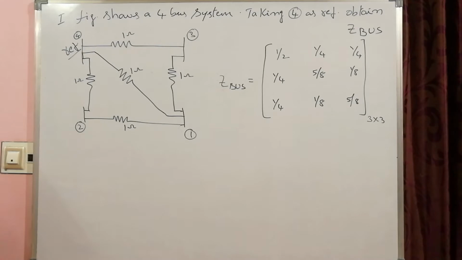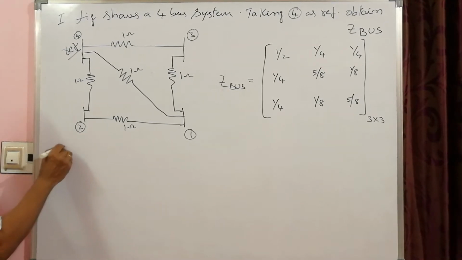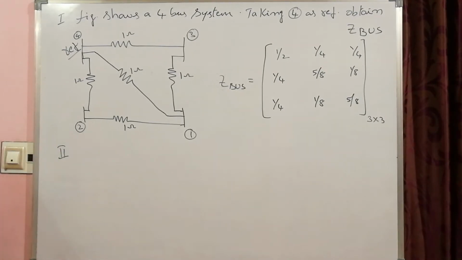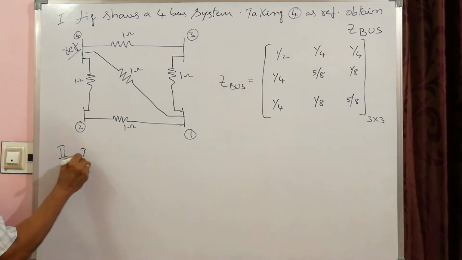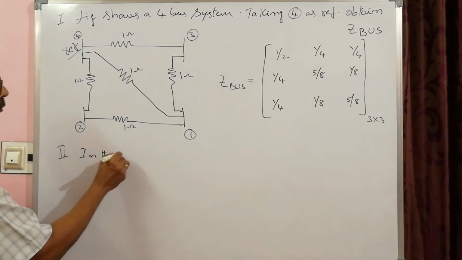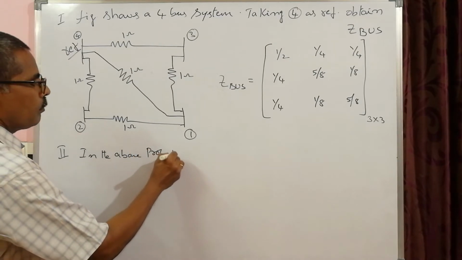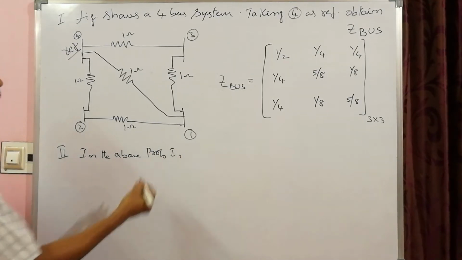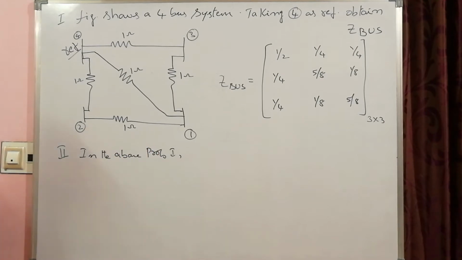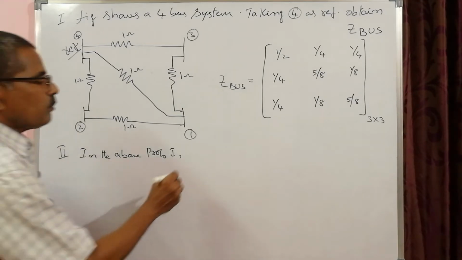Right. Now, second case. So, second part of the problem. In the above problem 1, bus 4 is designated as bus 1.